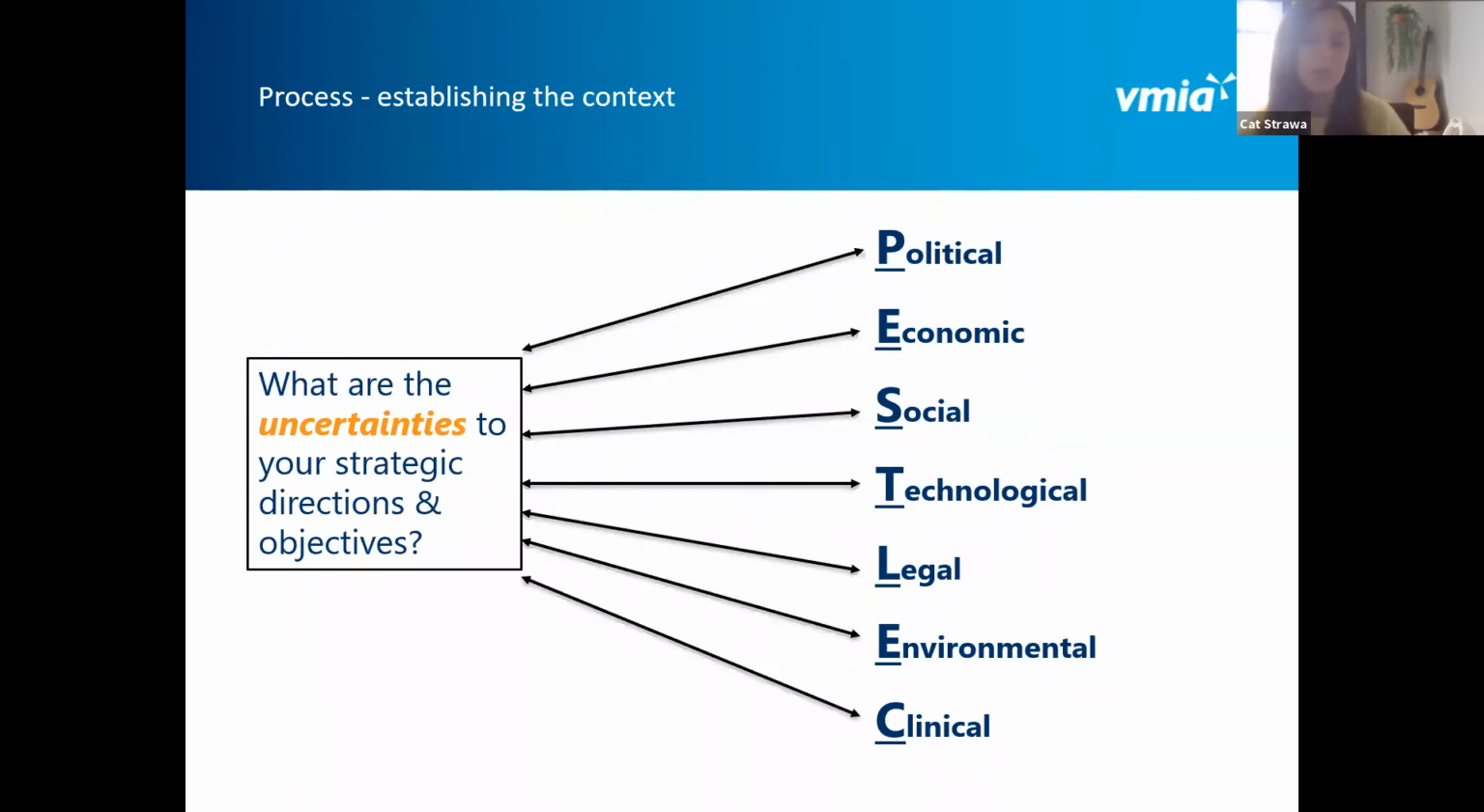But with the PESTLE, under each area identified on screen, we want to think about what can affect us and our ability to achieve our objectives in that area. And then once we've identified those things, we need to look at whether they can impact us either positively or negatively or both. So I encourage you to have a think about how much your agency knows about what might be coming towards you in the future.